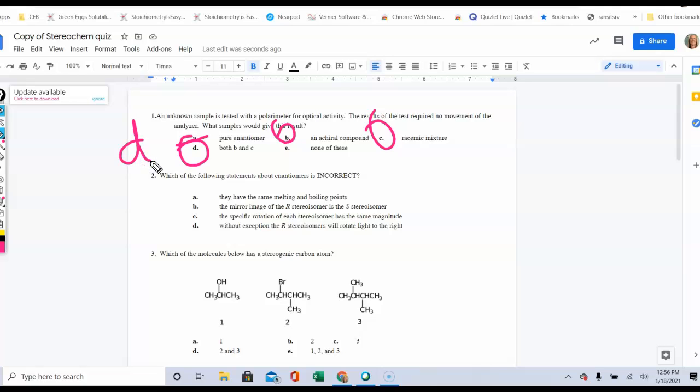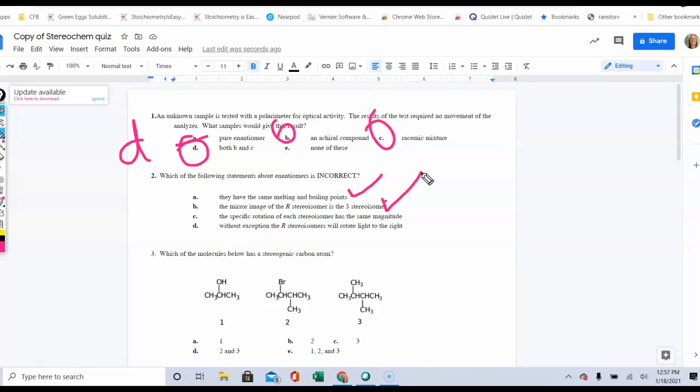And then number 2, which of the following statements about enantiomers is correct? They have the same melting and boiling points. Yes, they have the same physical properties. That's why it's so hard to extract them from each other. The mirror image of the R isomer is the S isomer. Yes, that is also correct. They are mirror images of each other.